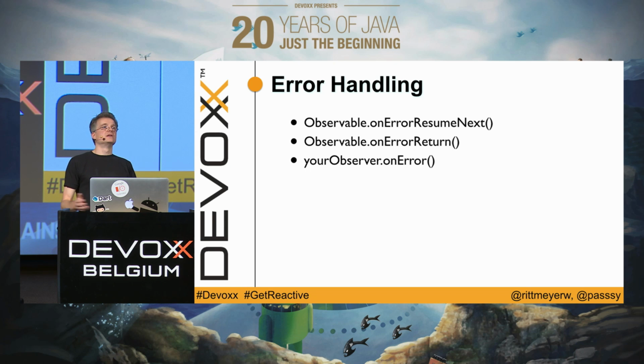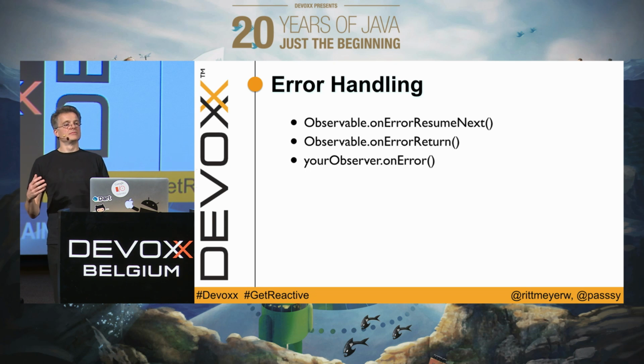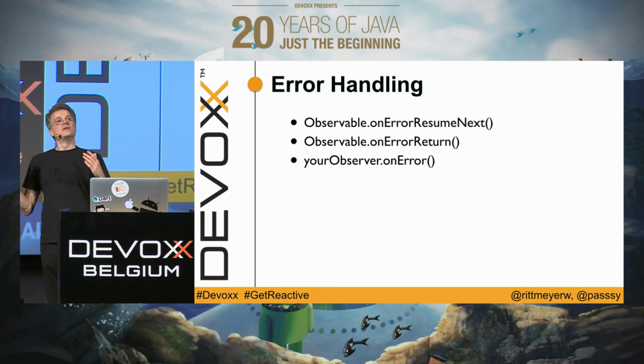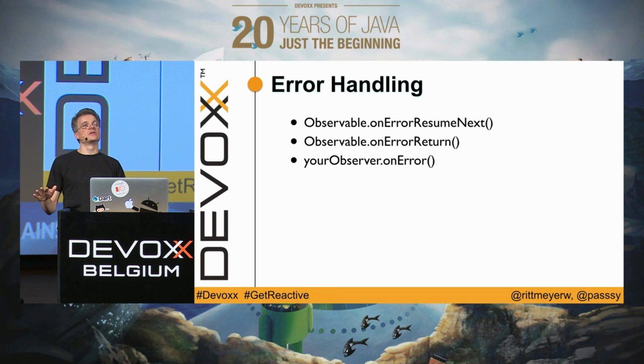Now, error handling in RxJava allows you some options. Now, the last line is not entirely correct. It should be your subscriber. Observer is an interface, and the subscriber is an implementation of the interface. But usually you always have a subscriber. So this onError is the callback that you've already seen. But when this callback is called, your observable is toast. You can no longer use it, and no more items will be emitted.